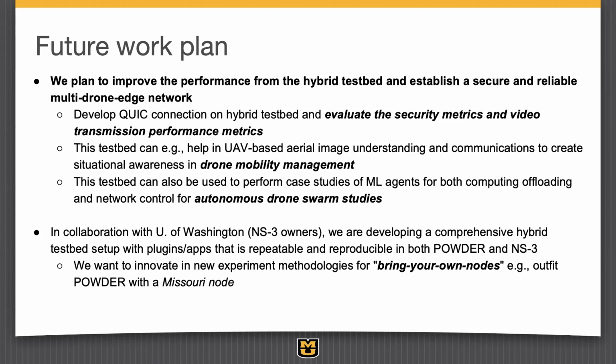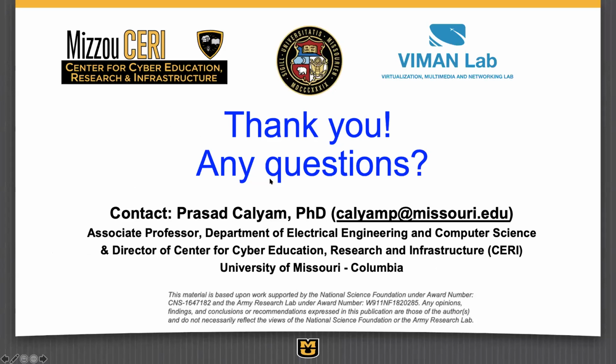And we want to really bring our own nodes, for example. So we want to have a realistic node at Missouri that can have, like we talked about, this real world trace generation capability that can be brought into these reproducible test beds very easily. So it takes a lot of effort right now, but we want to make it easy in the future. So with that, I conclude, and I'm happy to answer any questions on anything that I've said.